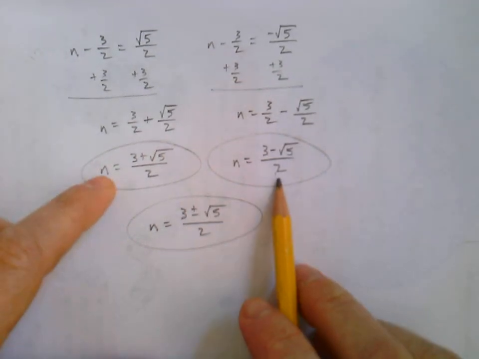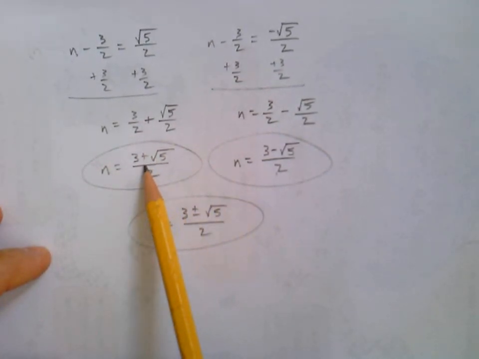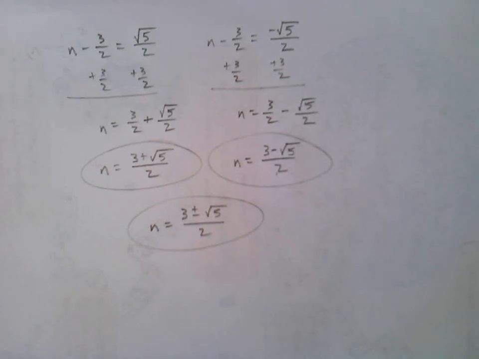There are still two answers. They're honestly pretty ugly answers, right? We've got these fractions and we've got these radicals involved in the fractions. But it is what it is, and that's the nature of these sort of problems, especially with completing the square. So that was a big one. We're going to stop this video here. I have one more example for you in the next video.